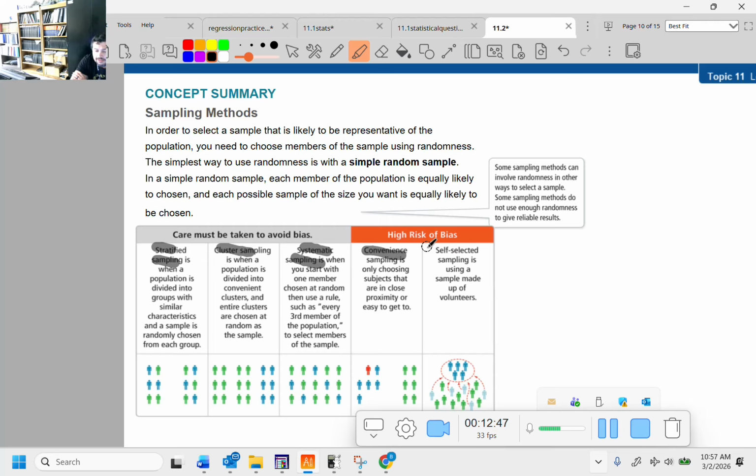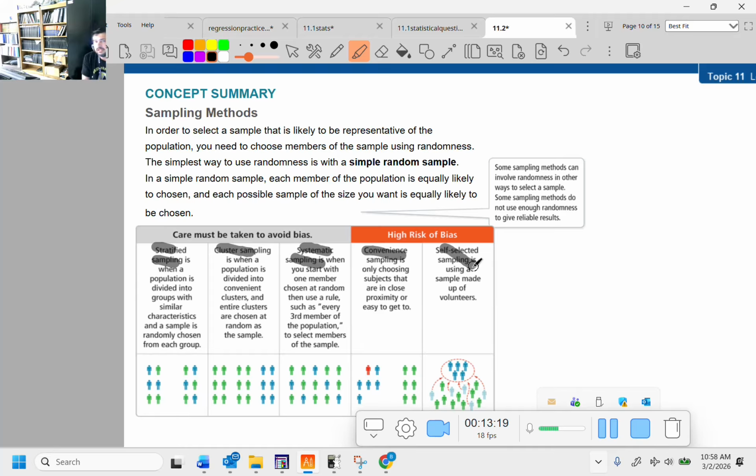Convenience sampling and self-selected sampling are two of the worst when it comes to bias. Let's talk about the worst ones. Self-selected is when you decide to give somebody your opinion on something. That's the bias, because you're only going to be for or against, and you're going to be passionate about it. Convenience sampling is choosing people that are close to you. You're being lazy. Think about laziness with convenience. They're usually what I call lazy.